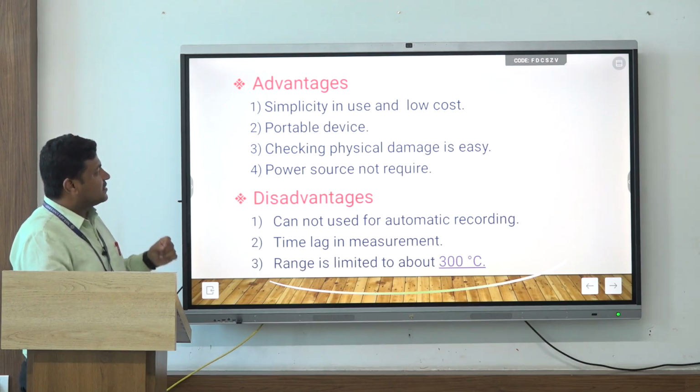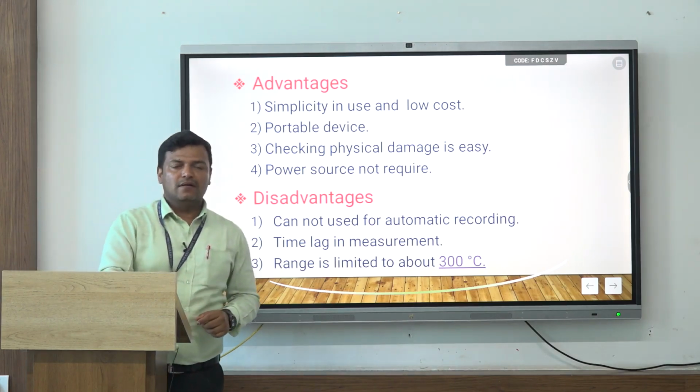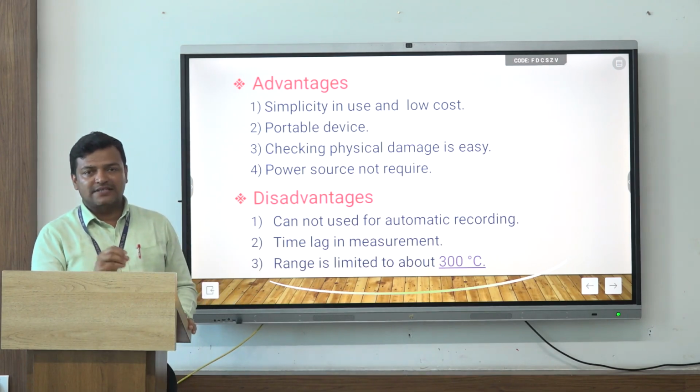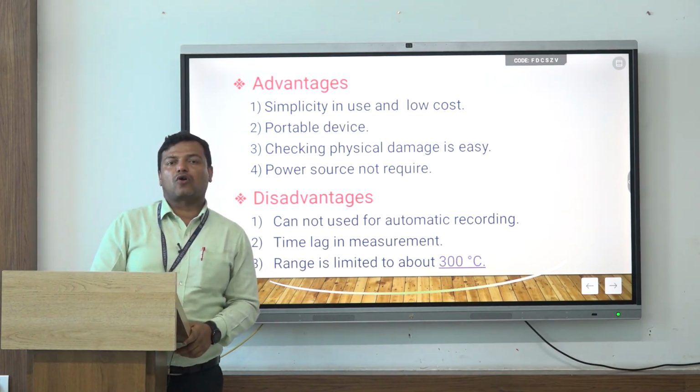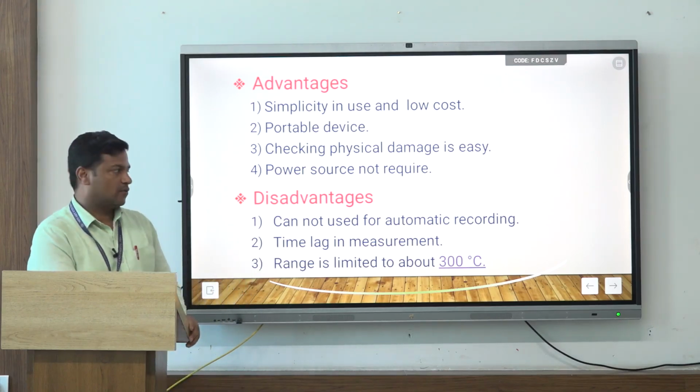Checking physical damage is easy. With the thermometer, by your own, you can see whether the equipment is working properly or not. Is it okay or not? Is it in good condition or not?